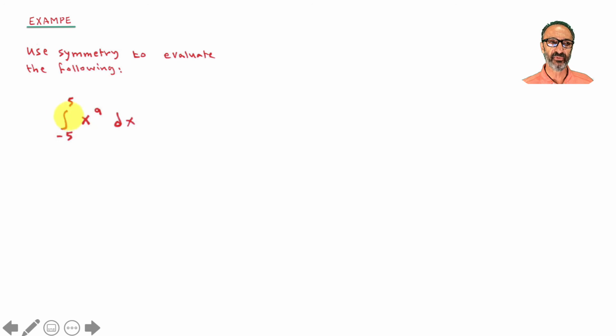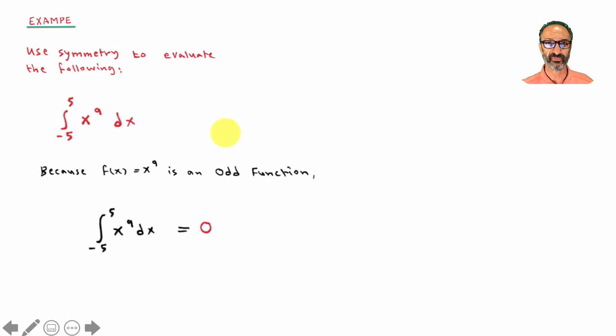Knowing that and knowing this is odd, what do you think the answer is going to be? Because I'm going from negative 5 to 5. I'm not going from negative 5 to 6. Same amount to the right, same amount to the left. The answer is 0. Done. You don't have to do anything.